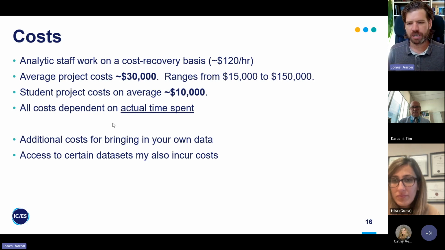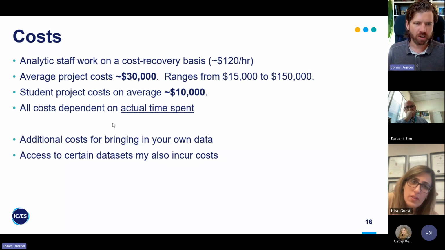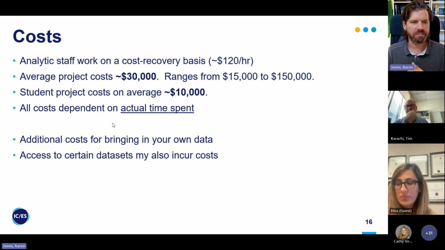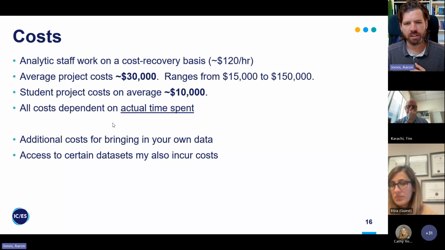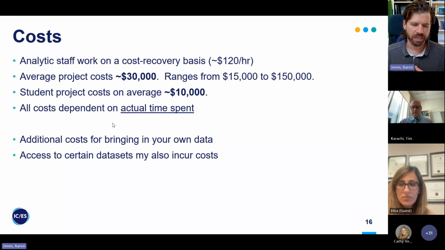A student project costs less because, again, we just have the analysts building the analytic cohort rather than actually doing all the analysis themselves. So a student project is typically about $10,000. Notably, though, again, all costs are actually dependent on the actual time spent on the analysis, not on a fixed cost. There are notably also additional costs for bringing in your own data, and that will depend on the complexity of the data that you are bringing in and how difficult it is to link. And certain other data sets may incur other costs as well, particularly some of the cohorts that may have been brought in and actually have their own data access procedures.